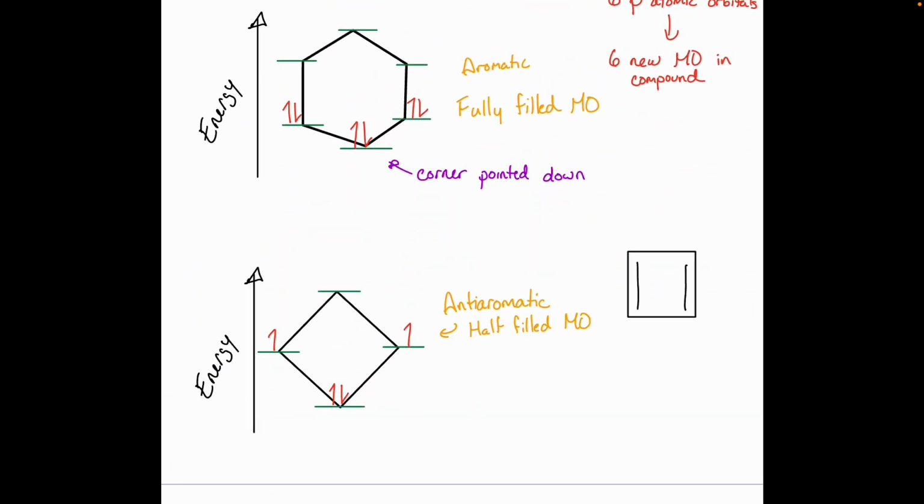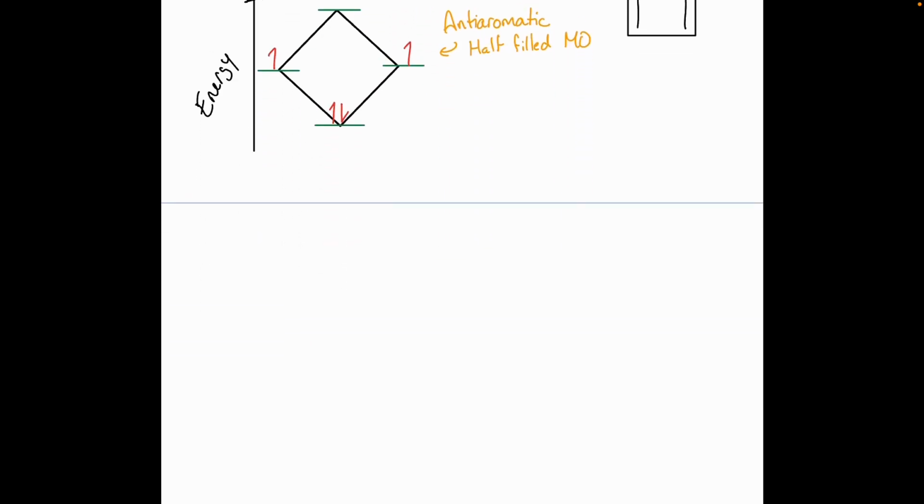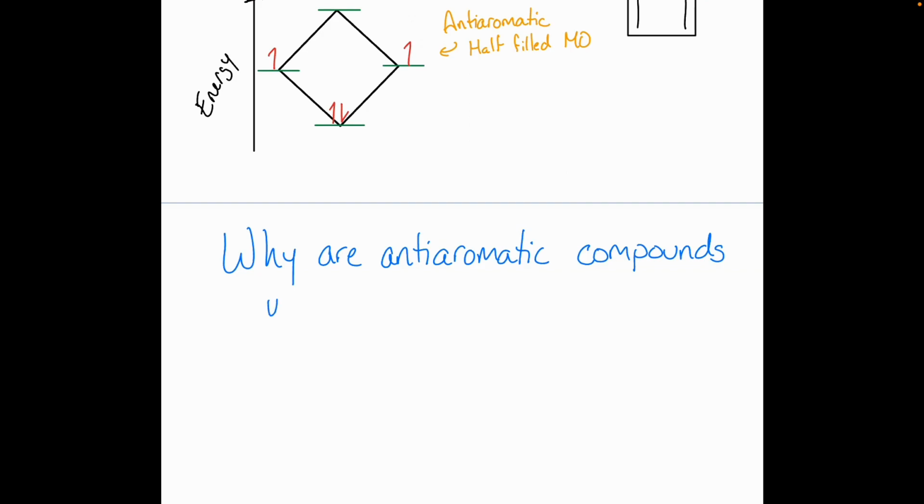So, okay, that's all well and good, but who cares? What is it about these half-filled molecular orbitals that are so bad? Why does that lead to these higher energy anti-aromatic compounds? All right, so why are anti-aromatic compounds unstable?